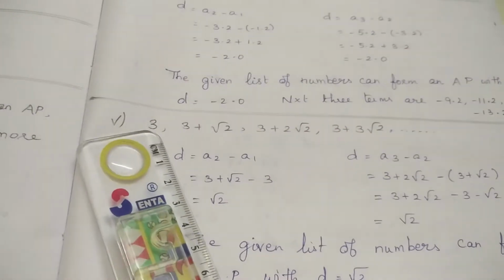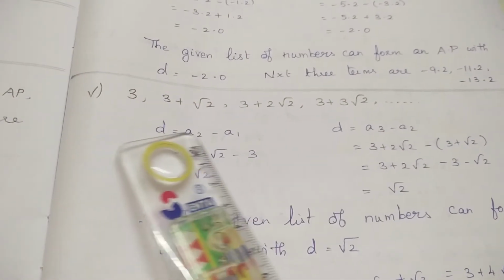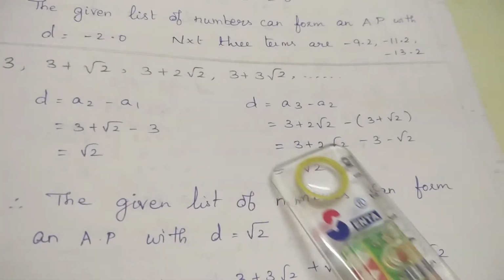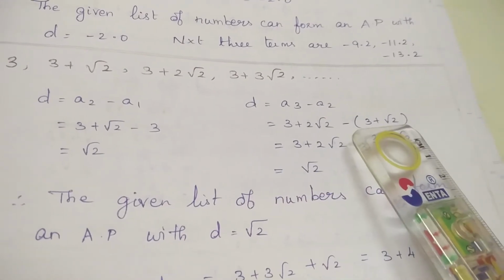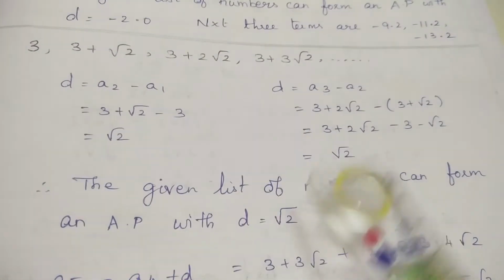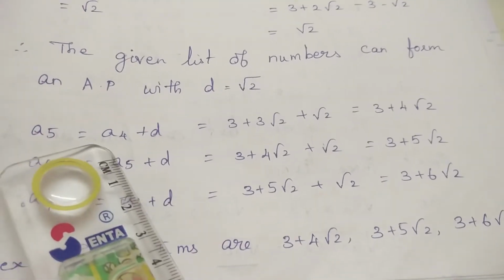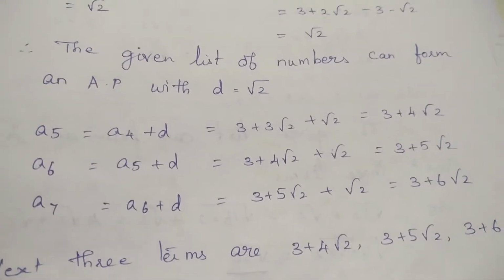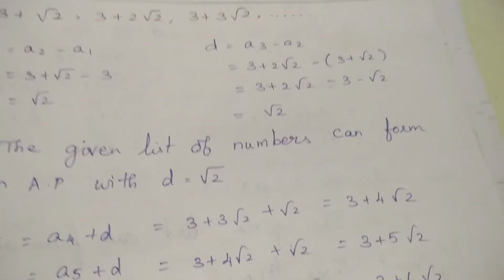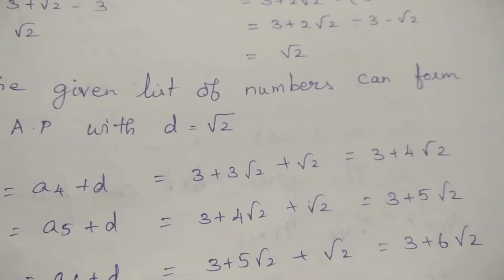And then the fifth sum: 3 plus root 2, 3 plus 2 root 2, 3 plus 3 root 2. Same thing, you have to find D equal to A2 minus A1: 3 plus 2 root 2 minus 3 plus root 2, 3 cancels, so root 2. Same here: 3 plus 3 root 2 minus 3 plus 2 root 2, so 3 cancels, 3 root 2 minus 2 root 2 is root 2. So D, the common difference, is the same. Then you have to find A5, A6, A7 using the same formula: A4 plus D, A5 plus D and A6 plus D. And then you get 3 plus 4 root 2, 3 plus 5 root 2 and then 3 plus 6 root 2.